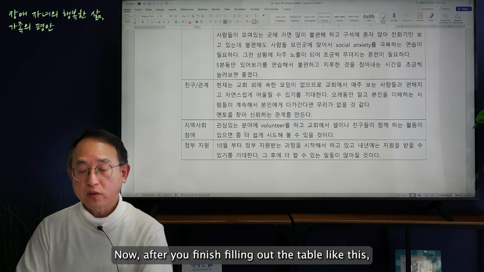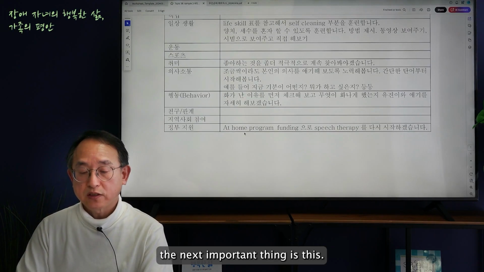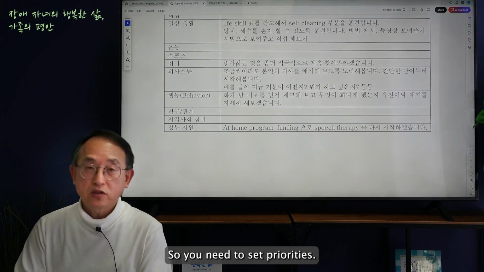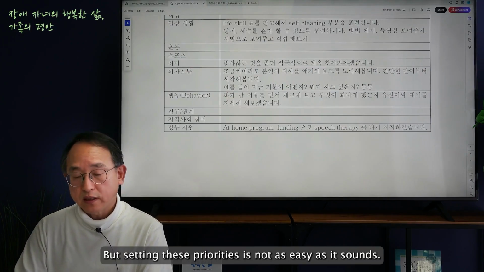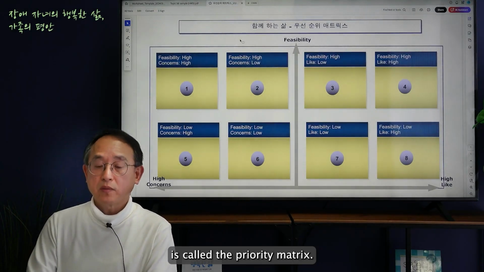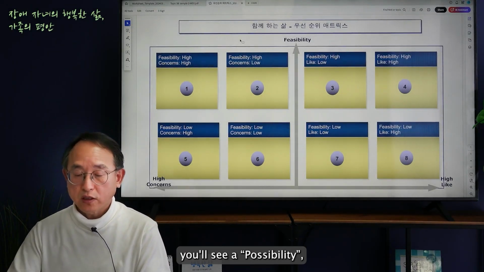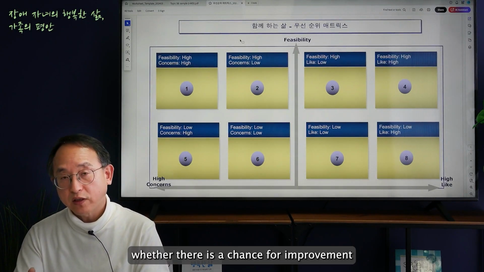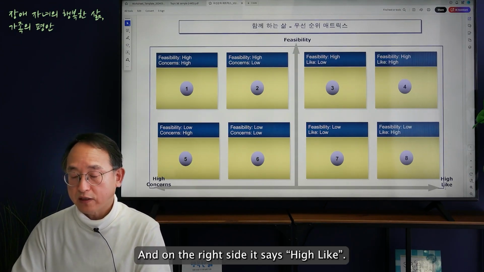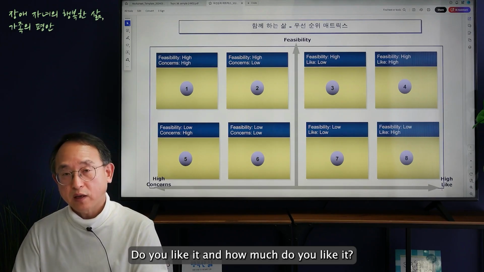Now, after you finish filling out the table like this, the next important thing is this. You can't do all of this at once, right? So you need to set priorities. But setting these priorities is not as easy as it sounds. So the table I created for this purpose is called the priority matrix. If you look here, you'll see possibility, whether there is a chance for improvement if you put in the effort. And on the right side, it says highlight. Do you like it? And how much do you like it?